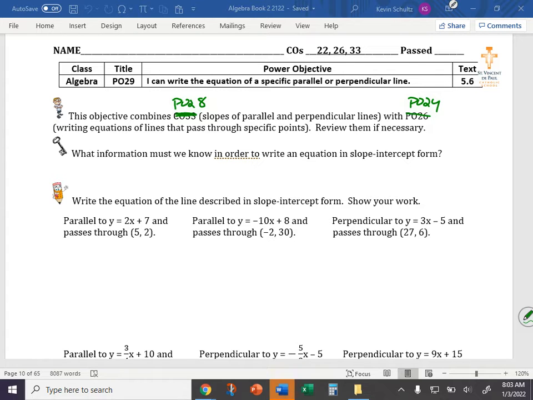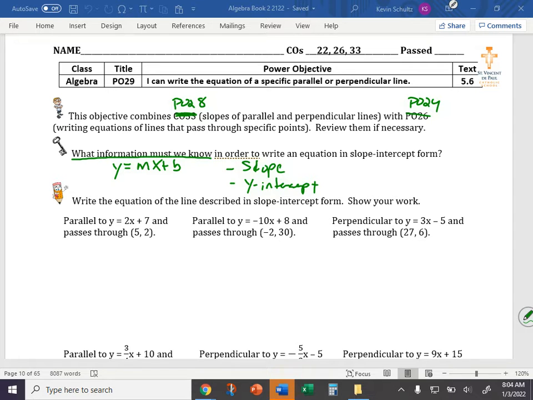So going all the way back to PO24, what information do we need to know or find out to write an equation in slope-intercept form? The two things we need. Joey, give me one of them. Slope is one of them. And the other one is, Claire? The y-intercept. Okay, those are the two pieces of information that you need to write an equation in slope-intercept form.